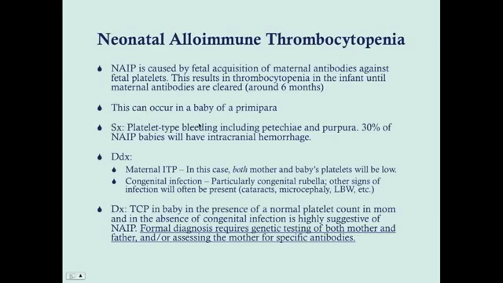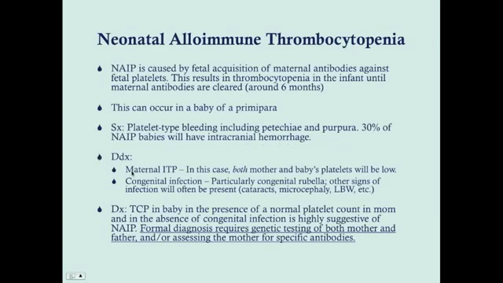The symptoms here are going to be platelet-type bleeding. That's going to include your petechiae and purpura. 30% of these babies will also have intracranial hemorrhage. So you want to screen these babies. Any baby with platelet-type bleeding, petechiae and purpura, you want to screen them for intracranial hemorrhage.